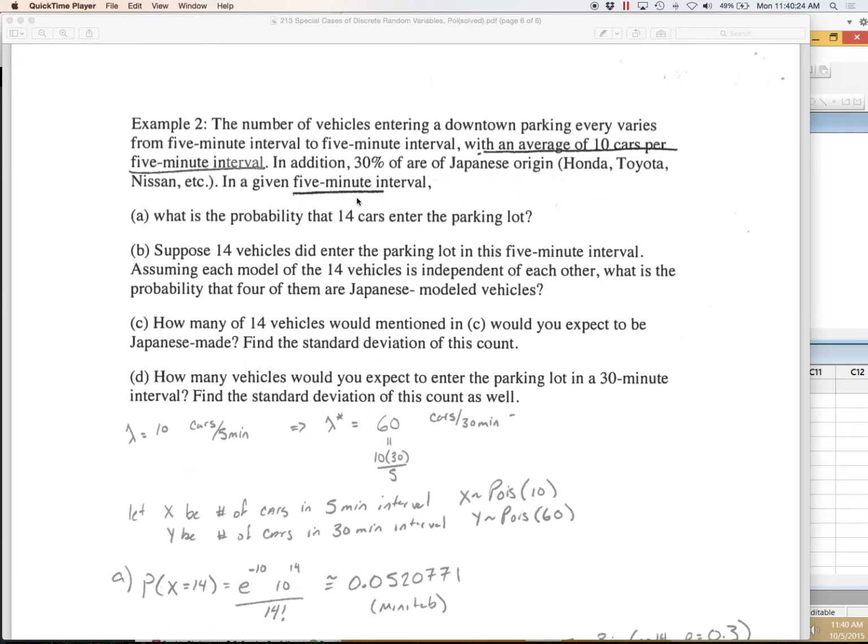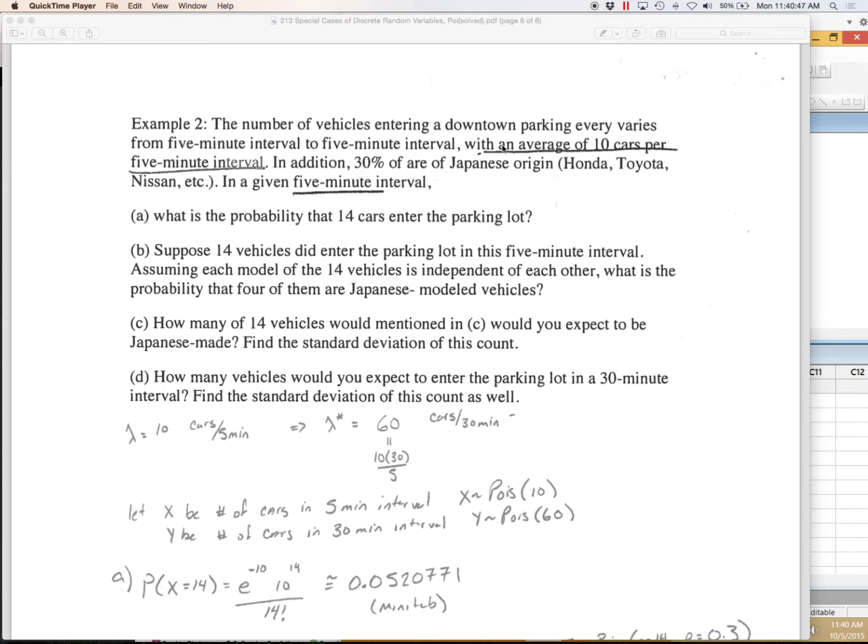This last question is also tricky because it starts mixing in different distributions. Okay, so the number of vehicles entering a parking lot varies from 5-minute interval to 5-minute interval. So basically, imagine you're standing at the gate of a parking lot and you take a timer and you time 5 minutes. You see how many cars enter in that 5 minutes. Okay, so that's what it's talking about.